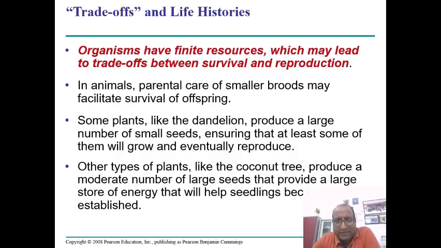Another type of plant, like the coconut tree, produces a moderate number of large seeds that provide a store of energy that will help seedlings become established. Another interesting point: do you see the fruits are made for human beings to eat, or does the plant make its fruits as food security for the developing seed inside it? So all plants produce big seeds, big fruit, like papaya.